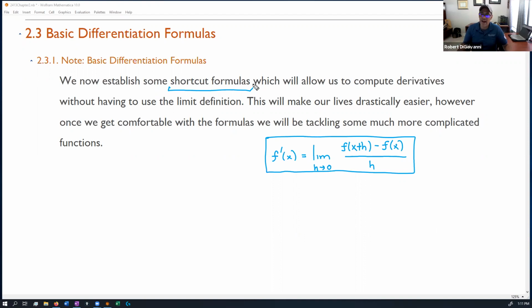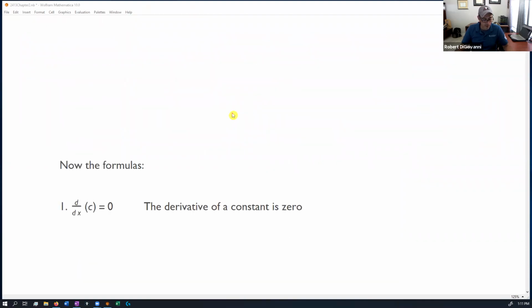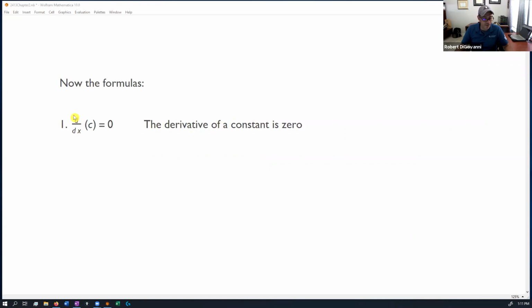So let's first establish the formulas. What are the basic differentiation formulas that everybody needs to learn? There's a few of them. The first one is the derivative of a constant. The way I wrote this is d/dx, using a notation we went over before, d/dx of c equals 0. When we say a constant, what we mean is basically any number.